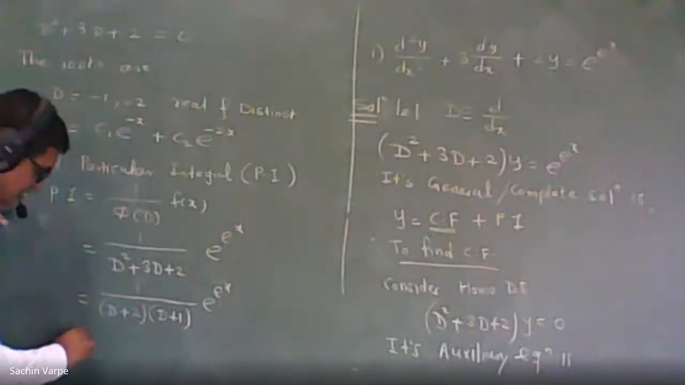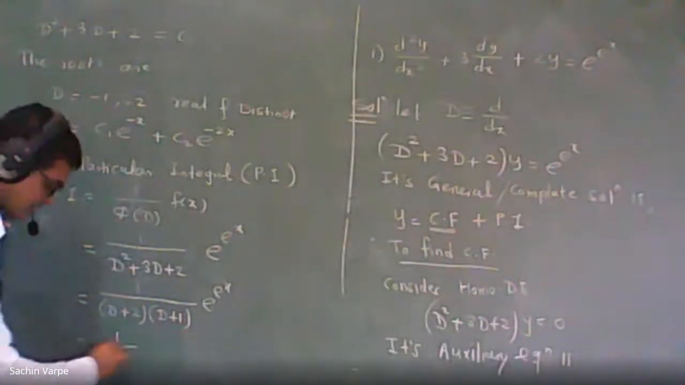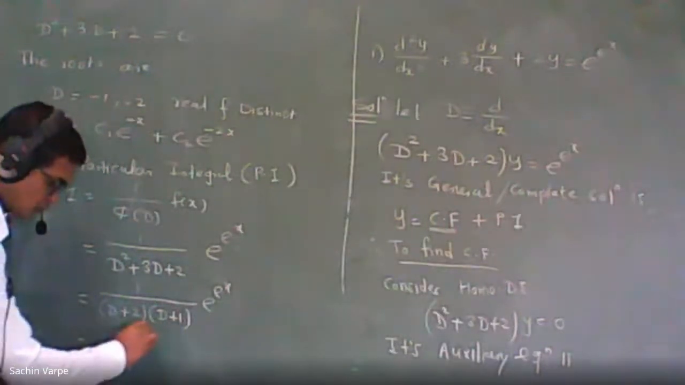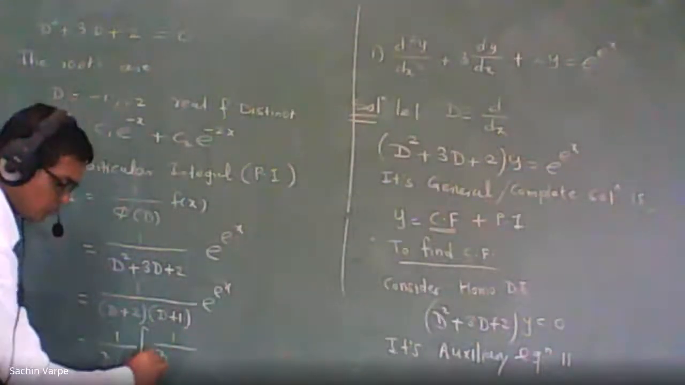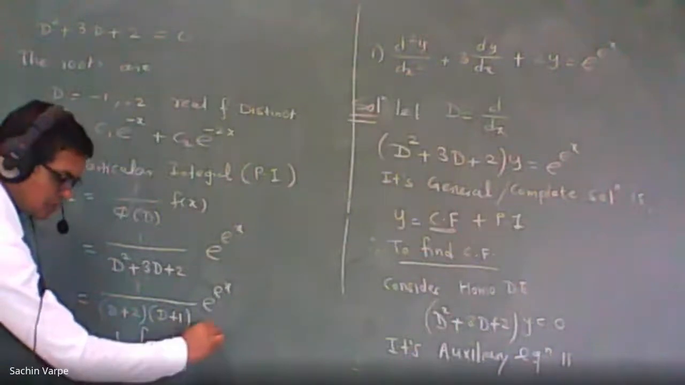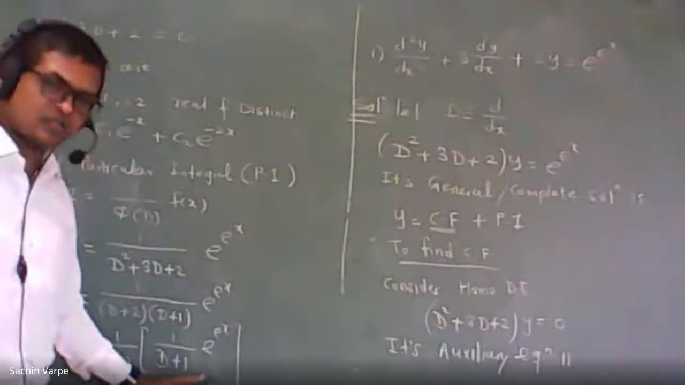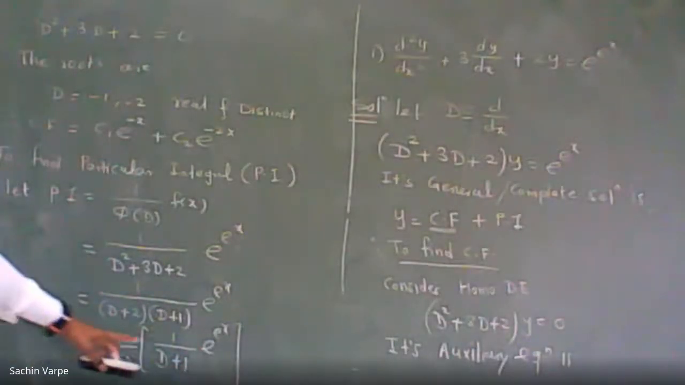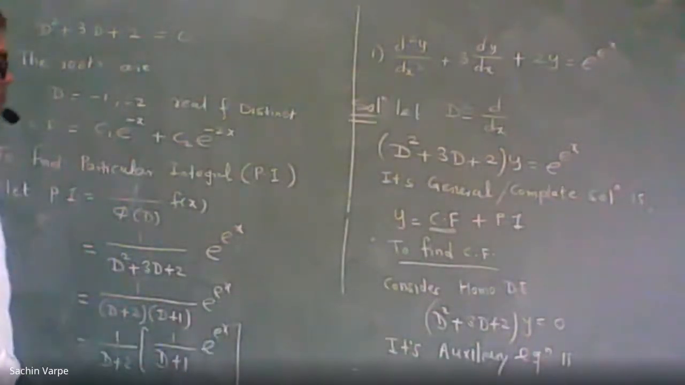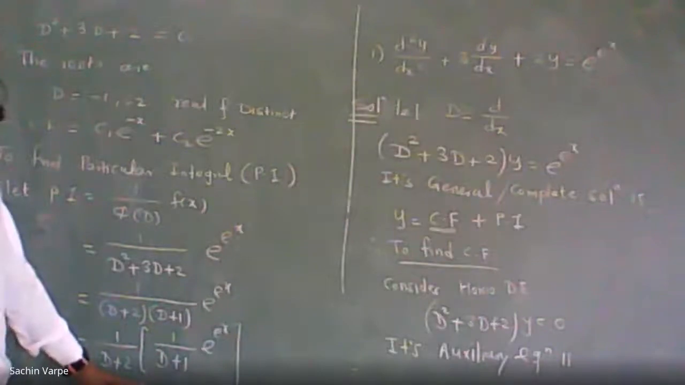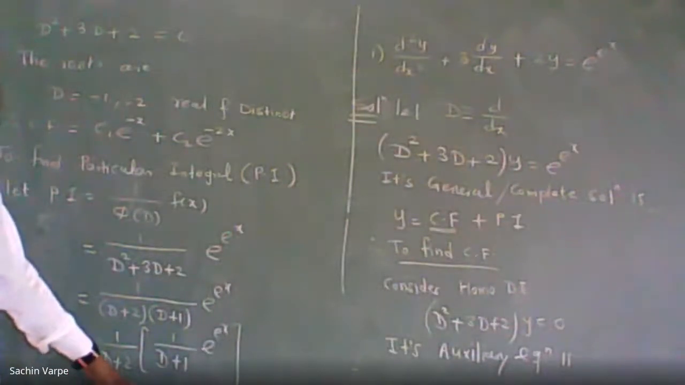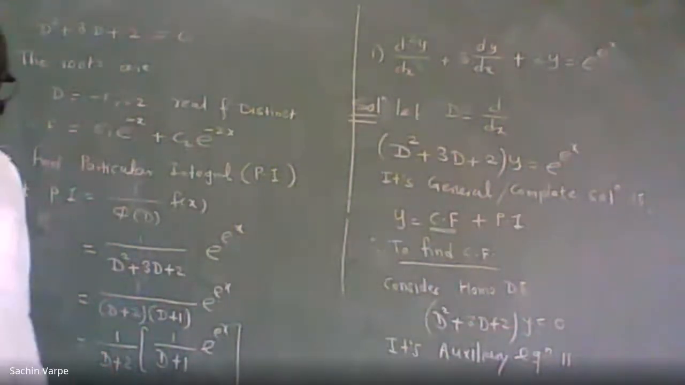So using the general method, we know the formula. Let me write 1 upon D plus 2, and then 1 upon D plus 1, operating onto the function e raised to x. I hope everyone is clear up to this. Everyone is okay up to this? Please ask if any doubt. Any doubt?